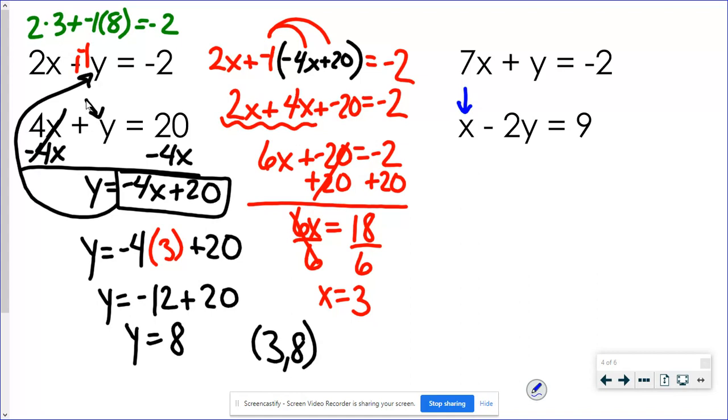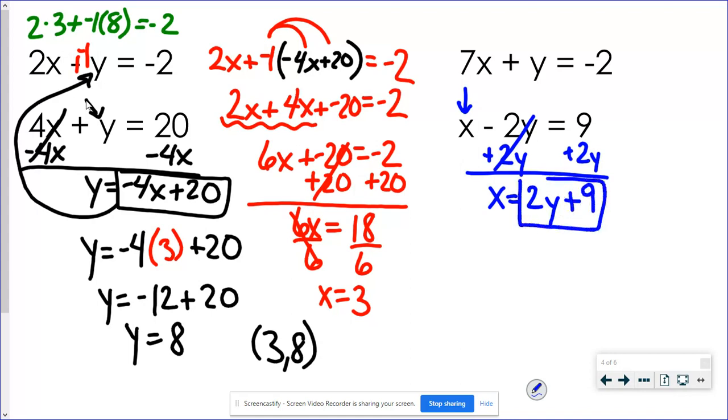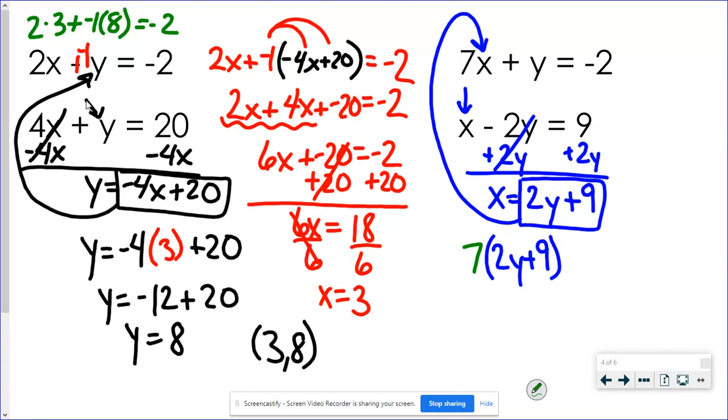So to get rid of subtracting 2y, I would add 2y. So x equals 2y plus 9. That is my x. That's going to go in place of the x. So I don't have space next to it. I'm going to have to do that down here. 7, and then instead of x, I'm going to put in 2y plus 9, because that's what the x is equal to, plus y equals negative 2.